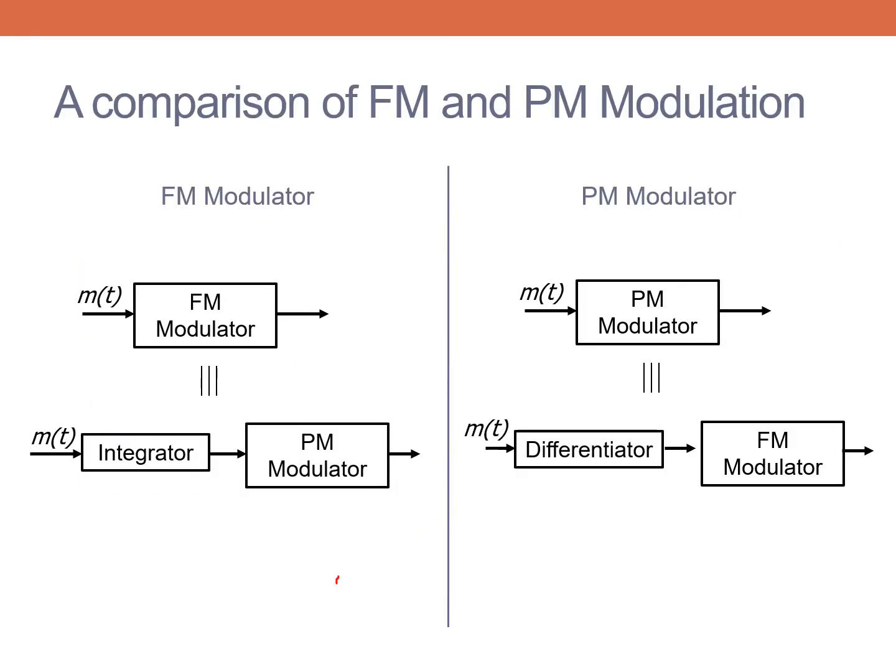So here is a comparison of FM and PM modulation. On your left side, the FM modulator is actually equivalent to this block diagram, which is a combination of an integrator and a PM modulator. And the PM modulator is equivalent to this combination of block diagram, which is a differentiator and an FM modulator.